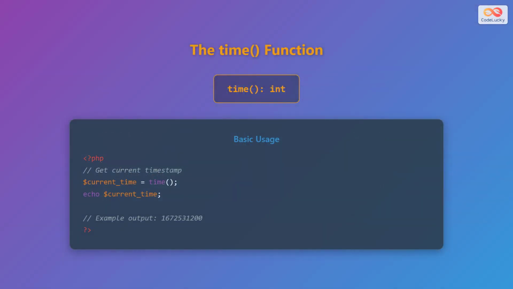The time function in PHP is quite simple. It takes no arguments and returns an integer, which represents the current Unix timestamp. Here's how you can use it. Within the PHP tags, we create a variable named currentTime and assign it the result of the time function. When you echo the value of the currentTime variable, you'll get the current timestamp as a large number.